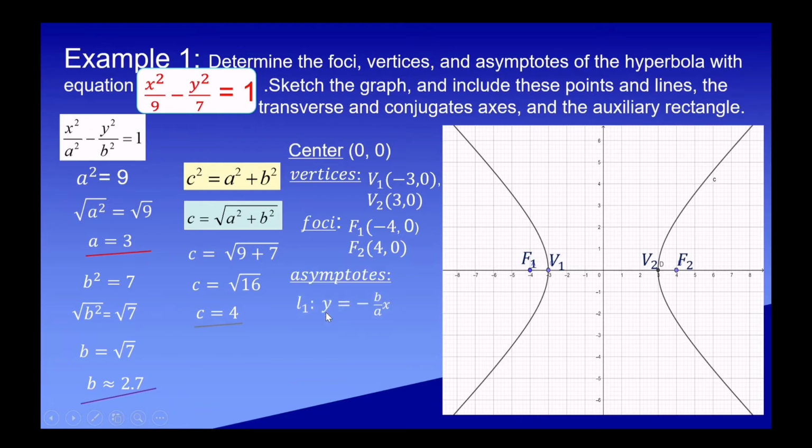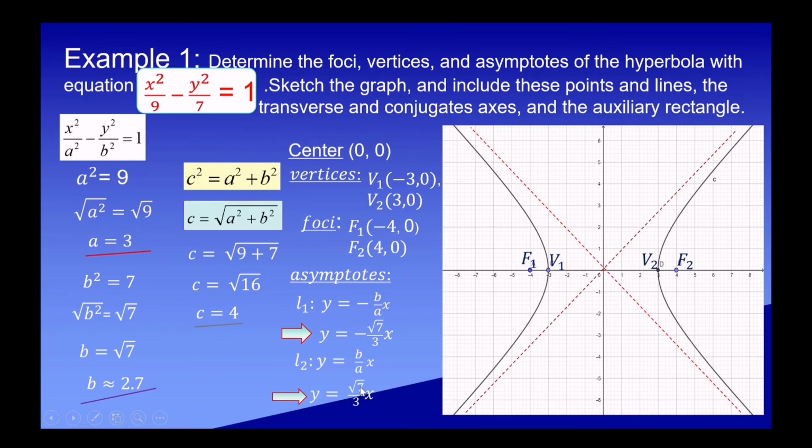Asymptotes: we have line 1, so y is equal to negative b over a multiplied by x. That is indicated as a broken line. So the equation is y is equal to negative, since b is the square root of 7, over a multiplied by x. That would be our line 1. For line 2, y is equal to positive b over a multiplied by x. That is the indication of our line. So y is equal to square root of 7 over a multiplied by x. Those are our components.